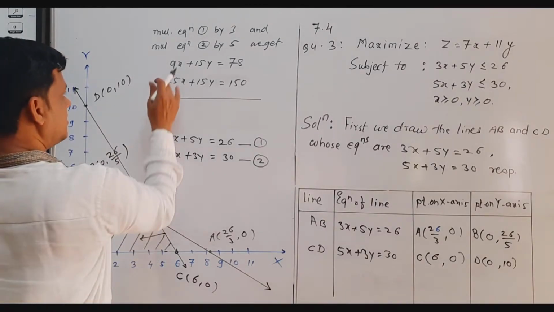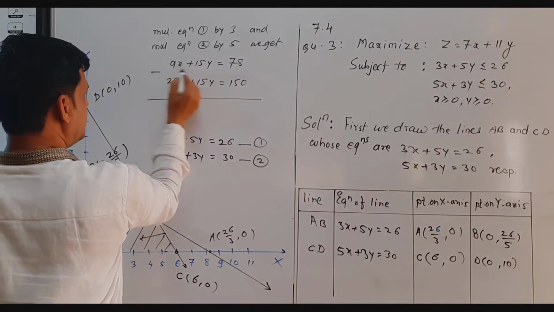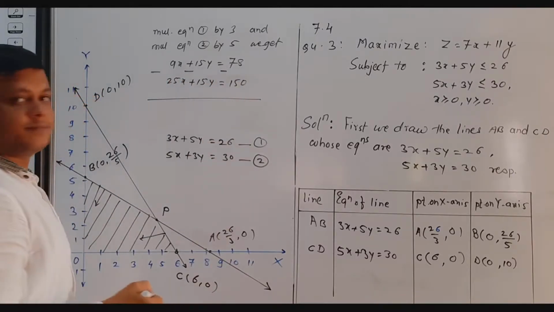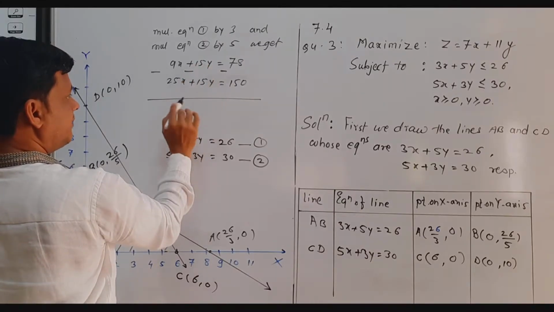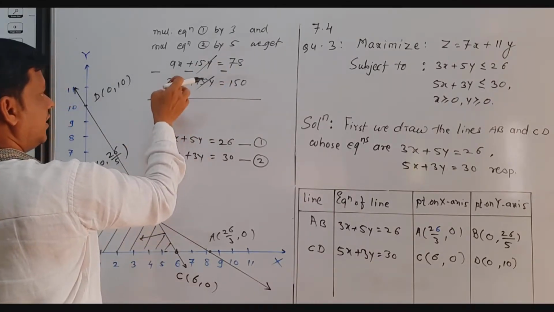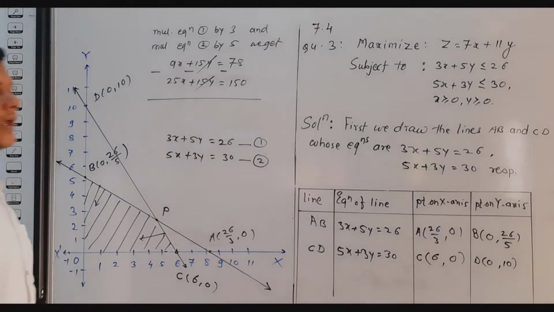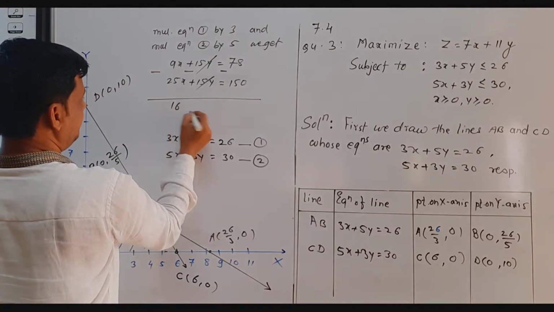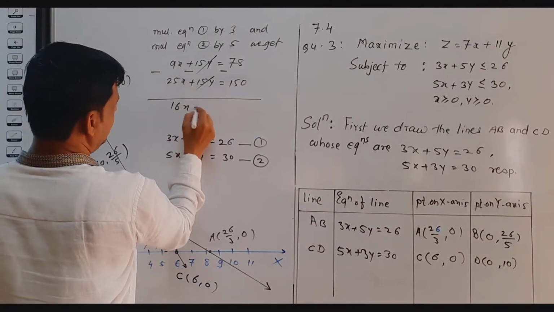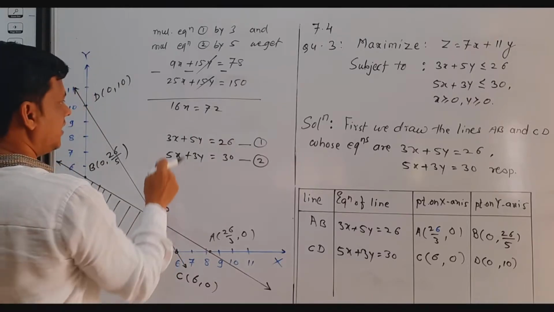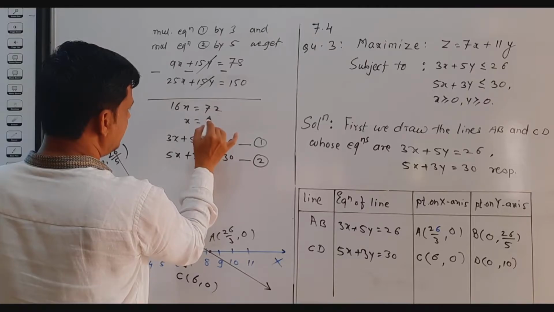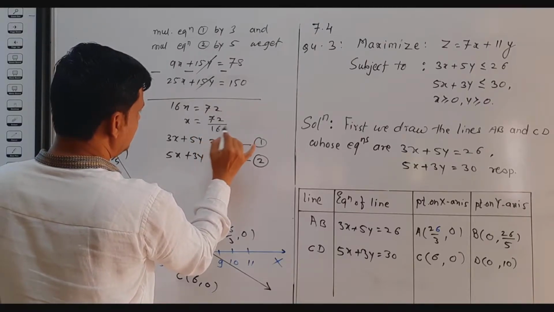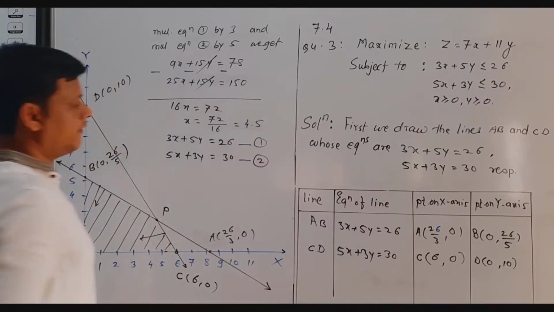If we subtract this first equation from second, so we have to change the sign of first equation. So here this plus 15 minus 15 get cancelled. Then 25x minus 9x, this is 16x is equal to 72. That means we have to find value of x. So we divide both sides by 16. So 72 by 16, which is equal to 4.5.